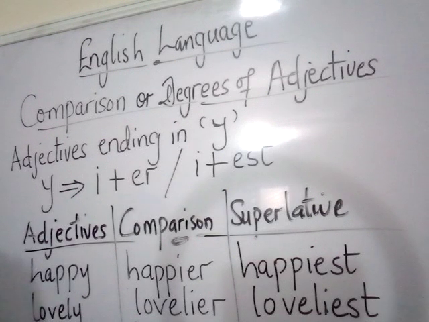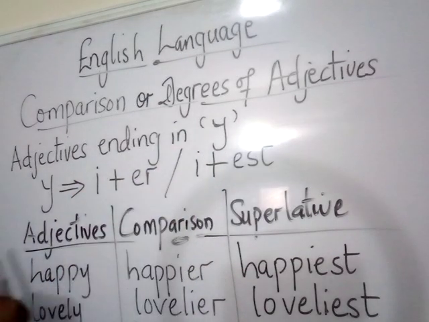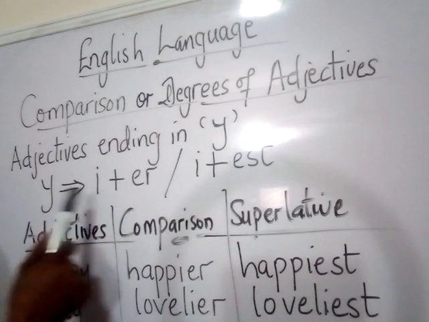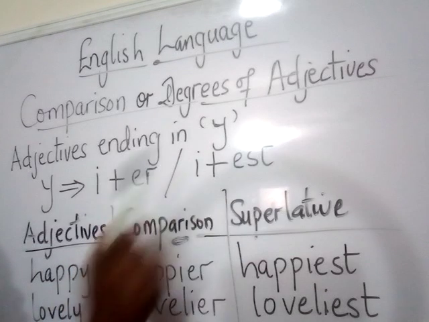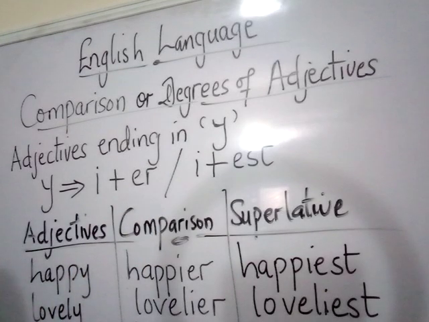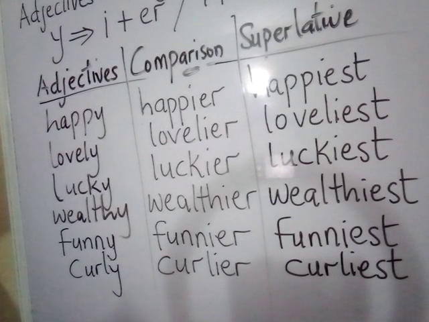So the first category here is that of adjectives that end with y. The y is the last letter, and for them to change to the comparative form or the superlative form, the y changes to I first of all, and then er is added. The y first changes to I, and then adds on est. So here are some examples of such words. We have the base words, which we consider the adjectives, and then the comparative and the superlative.